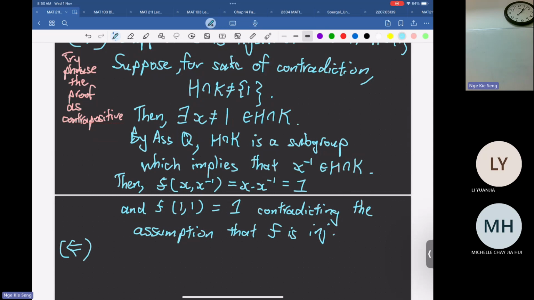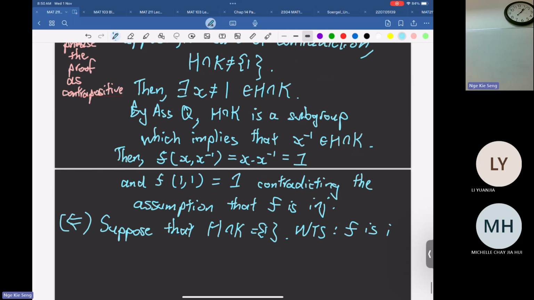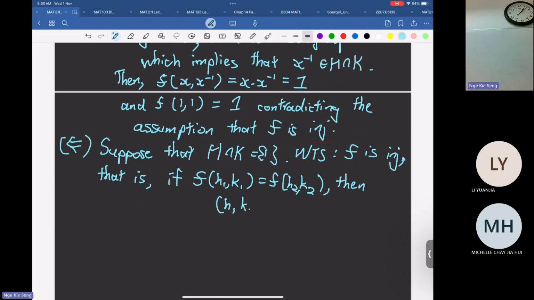Okay, the other direction. So suppose that the intersection is only the identity. We want to show that f is injective. So how to show f is injective? That is, if f of (h1, k1) equals f of (h2, k2), then (h1, k1) has to equal (h2, k2), for all h1, h2 in H, for all k1, k2 in K. Okay or not? f(x) equals f(y) implies x equals y.